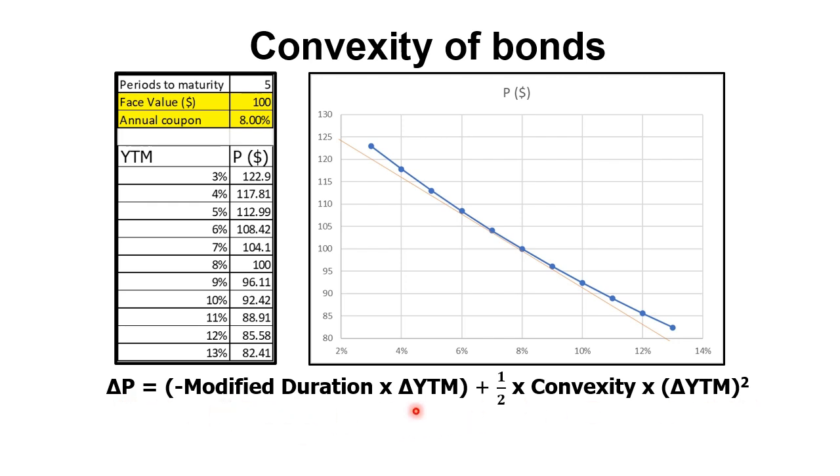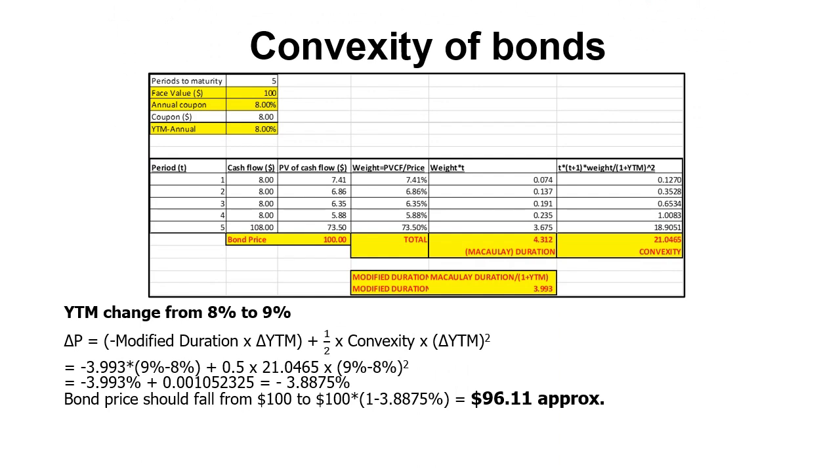Delta P is equal to minus modified duration into delta YTM plus 1 by 2 into convexity into delta YTM whole square. Let's take an example to understand this. The modified duration of our bond is 3.993 and the convexity is 21.0465. These values are true for the 5-year bond with annual coupon of 8% at the YTM of 8%. If any of these parameters change, the duration and the convexity will change.